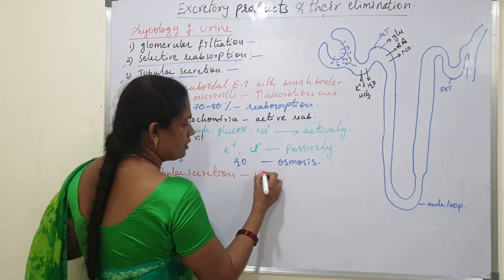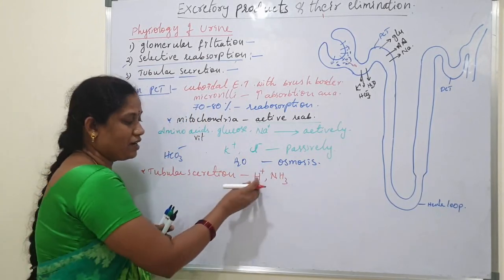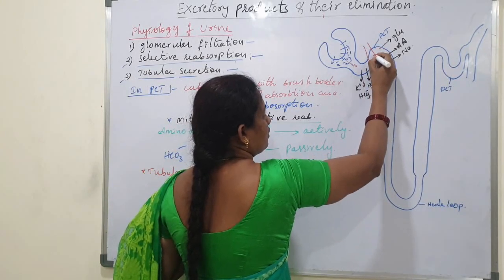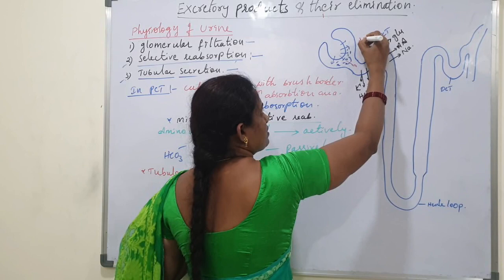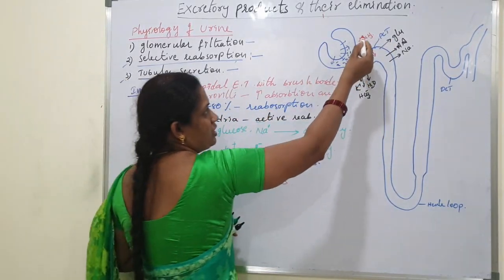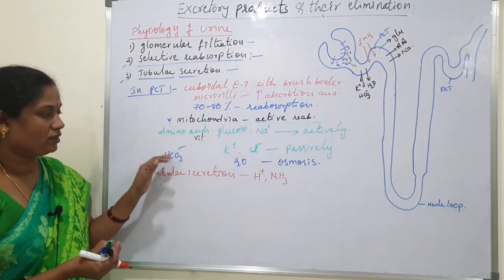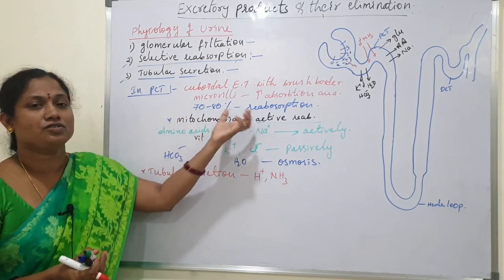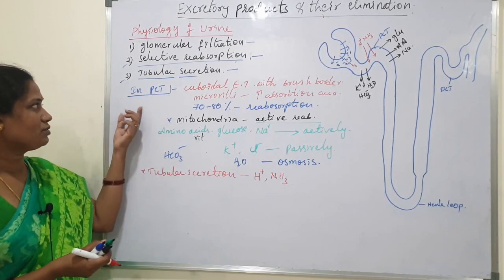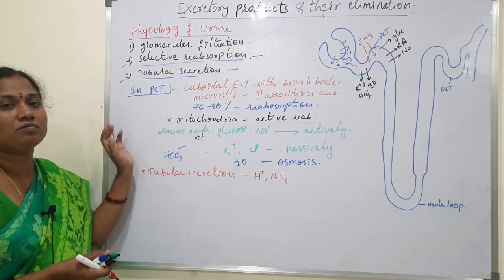So mainly here, H plus hydrogen ions and ammonium ions (NH3) are secreted, or released, into the renal tubule, into the filtrate. So this is about tubular secretion. This is about selective reabsorption and tubular secretion in the PCT.